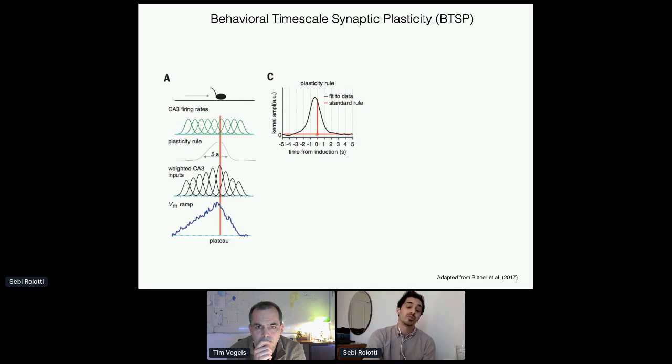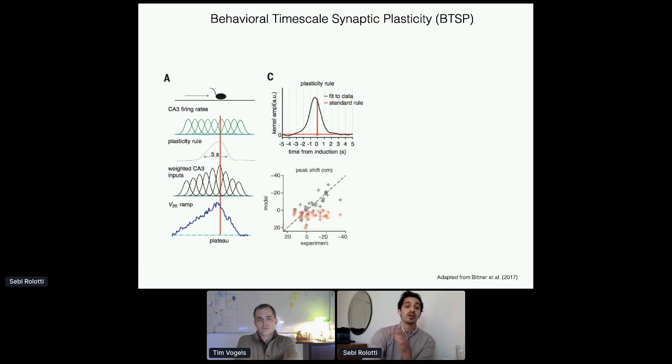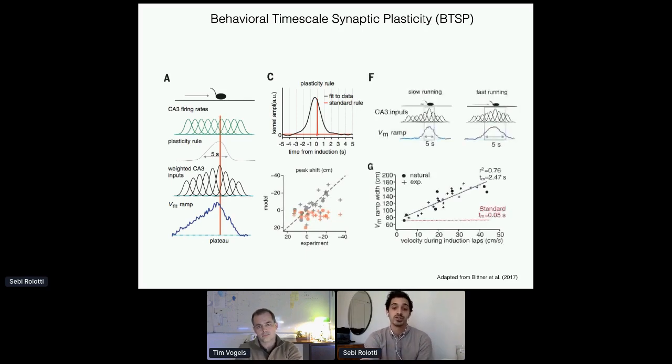So these two features in turn predict that, 1, because of asymmetry, induced fields should peak prior to the location of the plateau. And then 2, because of the seconds over which inputs can be potentiated, the width of the induced field should be correlated to the speed of the animal during the plateau spike. So all this is corroborated by the data. And so this suggests a unique and powerful form of plasticity that's primarily responsible for place field formation and that is capable of generating new representation for any location in the environment.